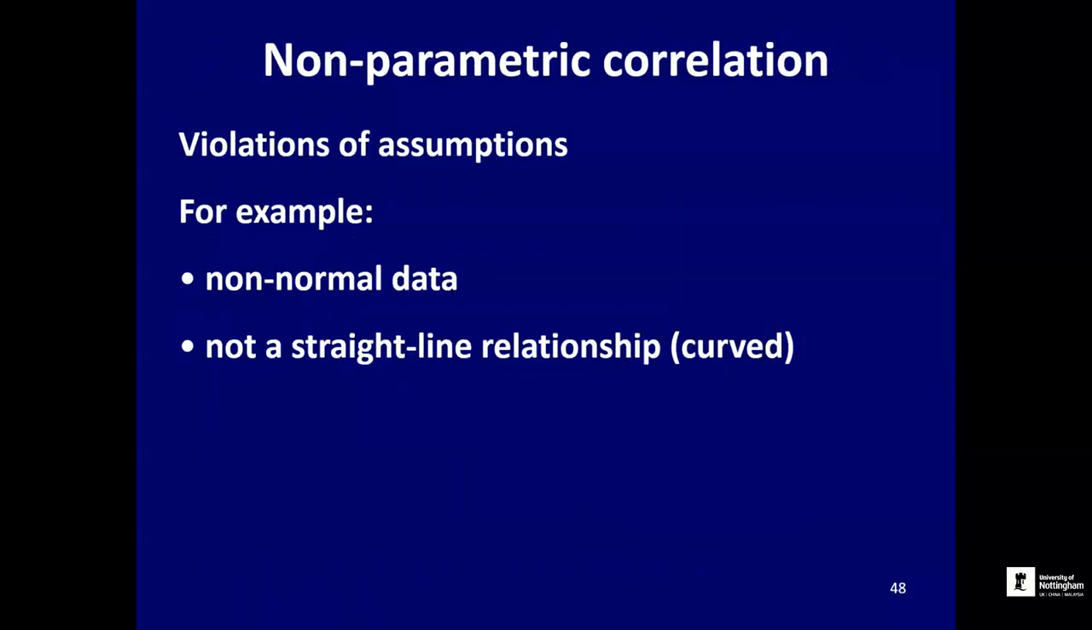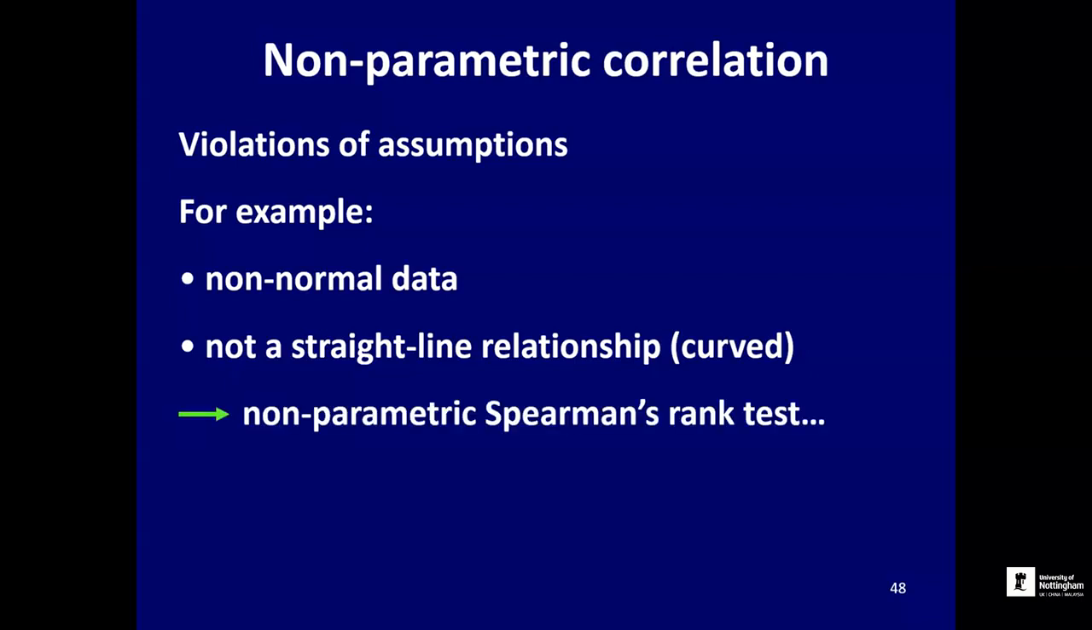So, just to recap, we had these assumptions for parametric correlation. We assumed continuous normal data and a nice straight line relationship. If we violate those assumptions, for example, if the data are not normal, which we could test using a Shapiro-Wilk test, or if the relationship between x and y is obviously not straight, and the best measure of that is to eyeball the data and see whether it looks straight or curved. If it's obviously curved, then we violated the assumptions of Pearson's correlation, and instead we need to use a non-parametric test.